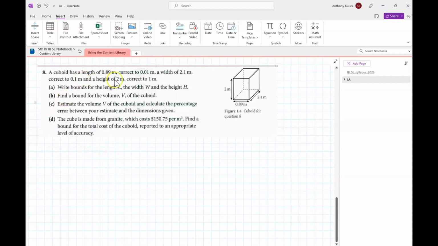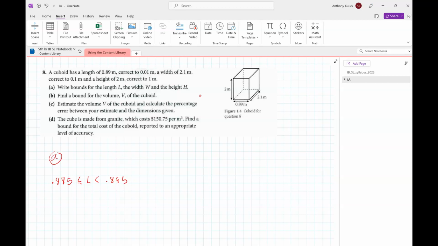It says a cuboid has a length of 0.89 meters, correct to the nearest hundredth, a width of 2.1, correct to the nearest tenth, and a height of 2, correct to the nearest ones. Write bounds for the length, width, and height. So my length was 0.89. At its smallest that could have been 0.885, and the biggest that could have been 0.895.